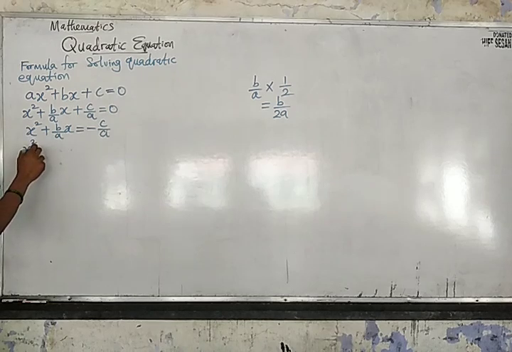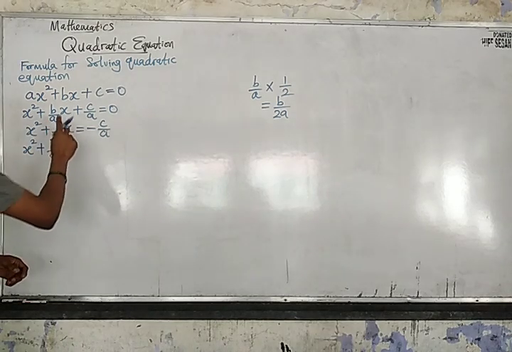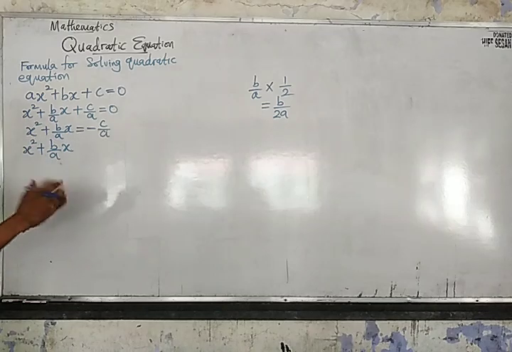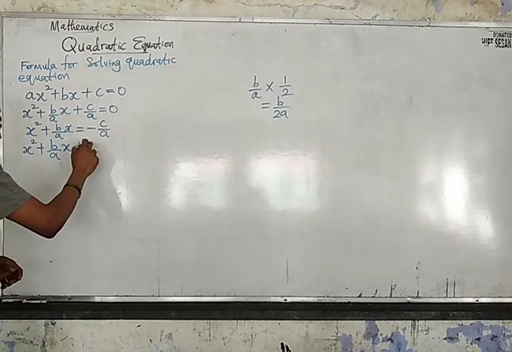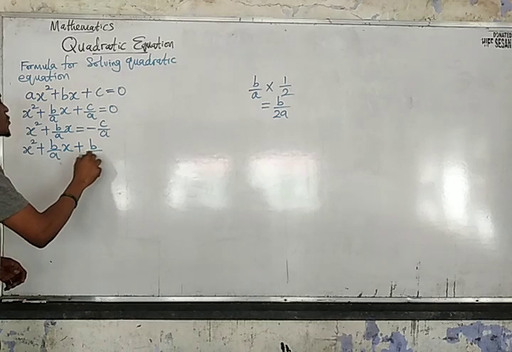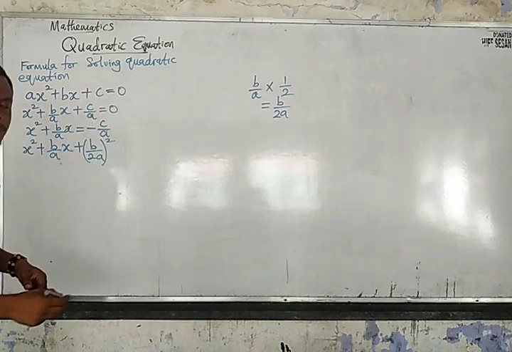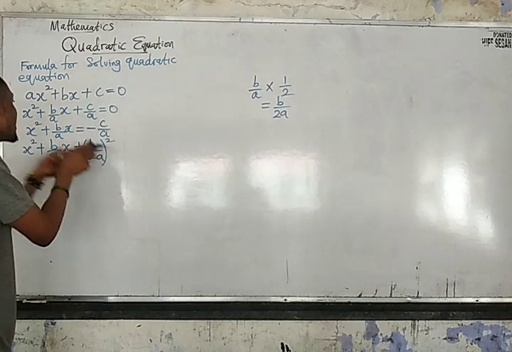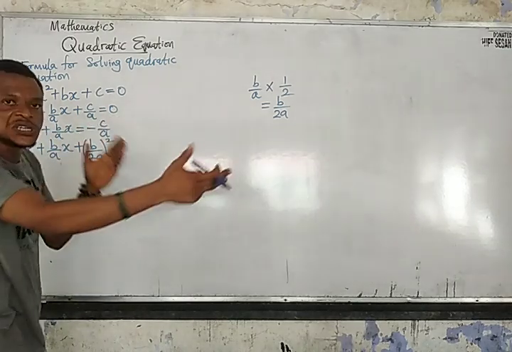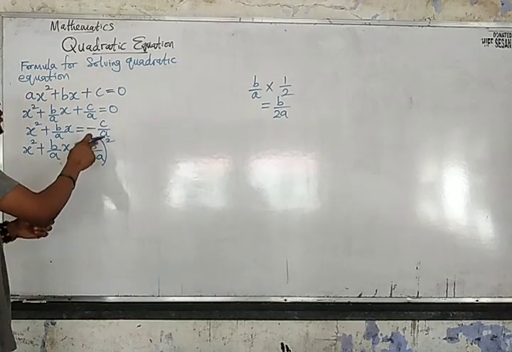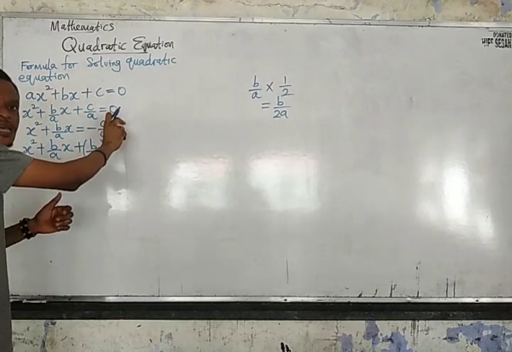X squared plus b all over ax. So what must be added to this to make it a perfect square? It is this. We have plus b all over 2a, which we are going to square. So whatever has been added here will equally be added to the right side, which is b all over 2a. We do it to the right side too.